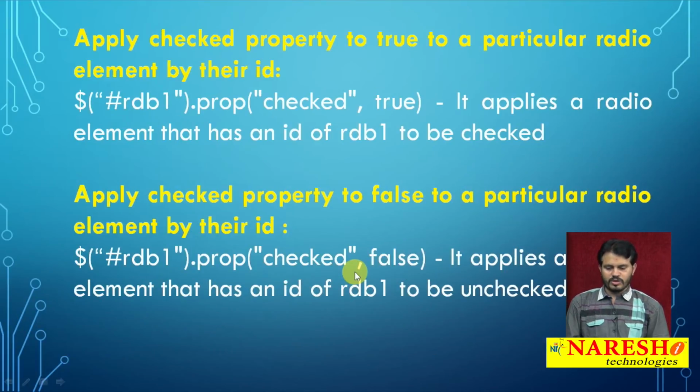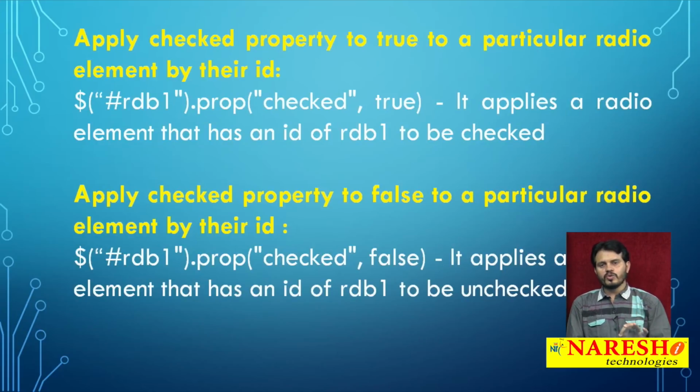Now the last portion, what is it? Apply the checked property to true to a particular radio element by its ID. We know that in a group of radio elements, all cannot be checked, any one can be checked.